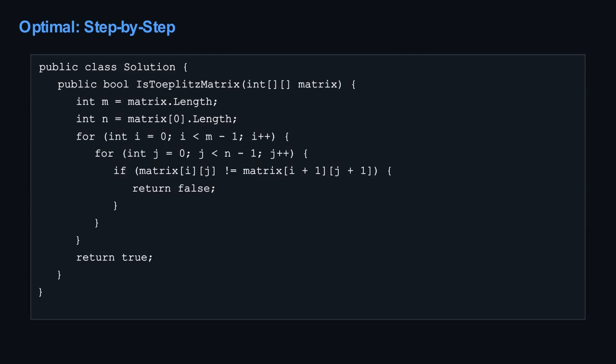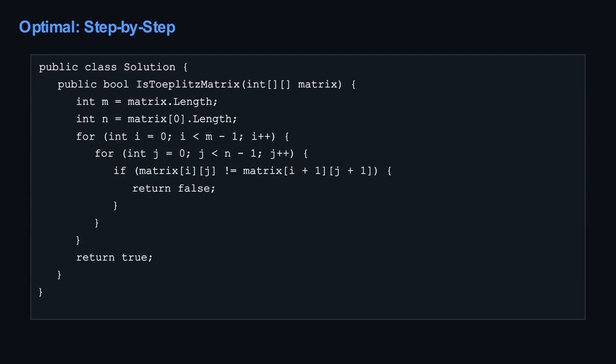Inner iteration 1, col index equals 0. Current cell matrix 1, 0 equals 5. Down right neighbor matrix 2, 1 equals 5. Compare 5 and 5, match, continue. Inner iteration 2, col index equals 1. Current cell matrix 1, 1 equals 1. Down right neighbor matrix 2, 2 equals 1. Compare 1 and 1, match, continue.